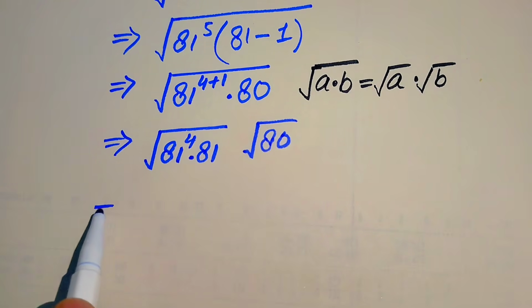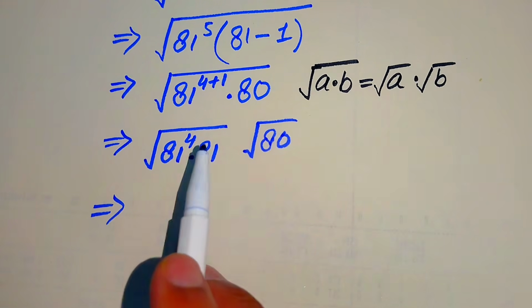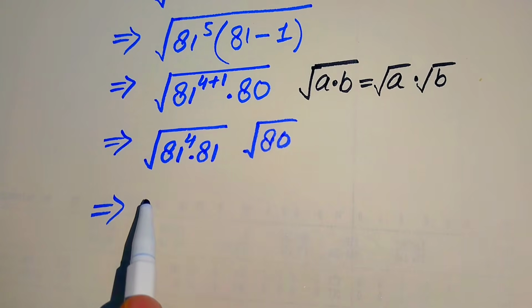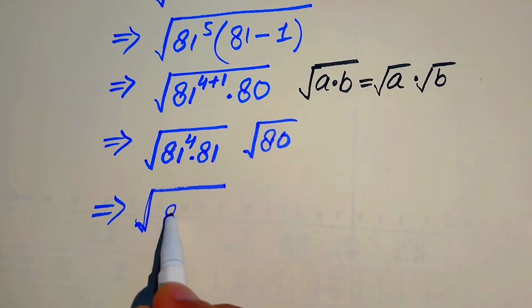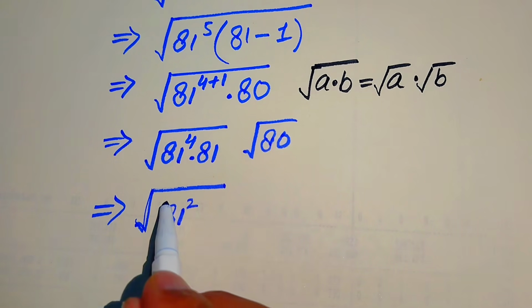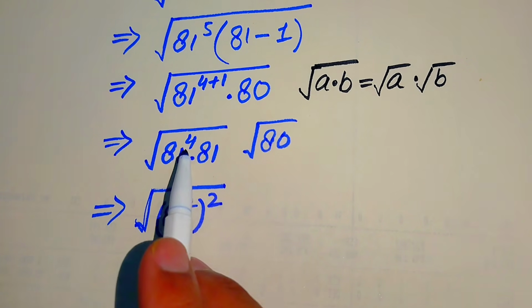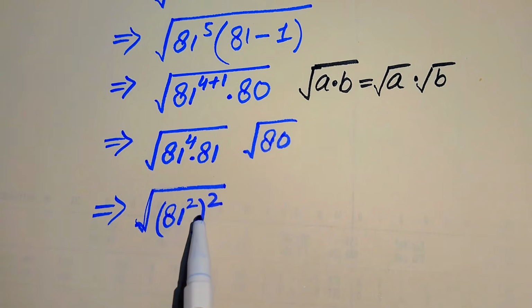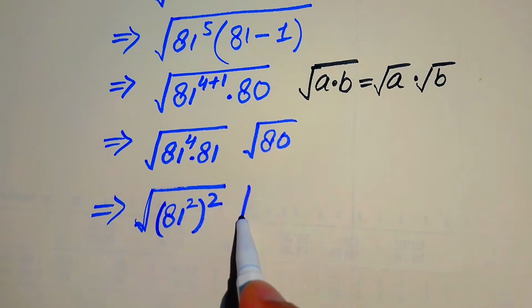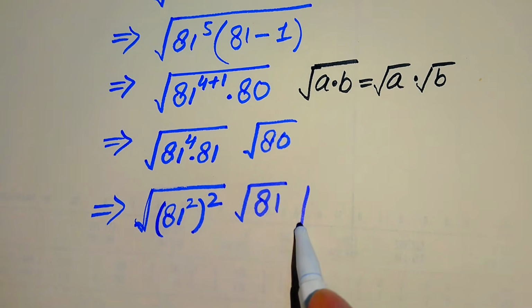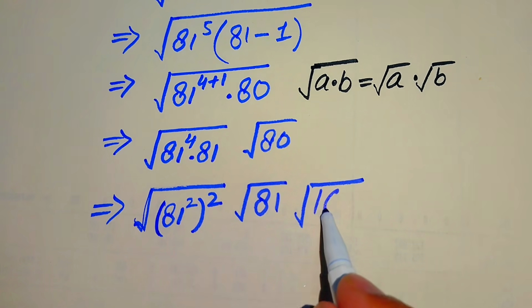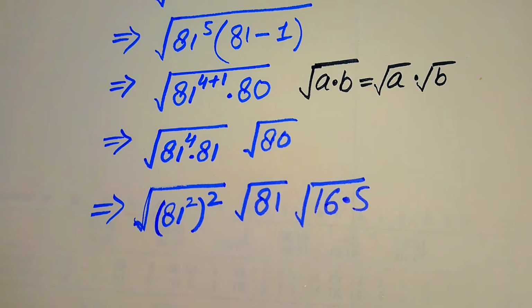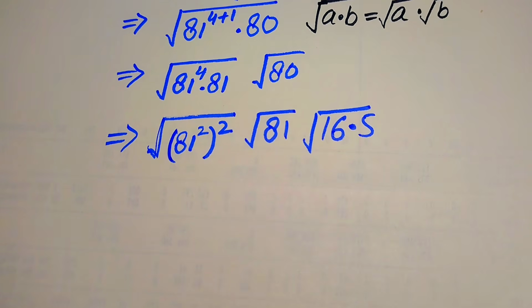In the next step, we again use this radical law and apply the square root sign on both of these terms. It is written as 81 to the power of 4, which we write as 81 squared and its whole square, because we write the exponent 4 as 2 times 2. Here we apply the square root sign on 81, and we have the square root of 80, which we write as 16 times 5. We know that 16 times 5 becomes 80.